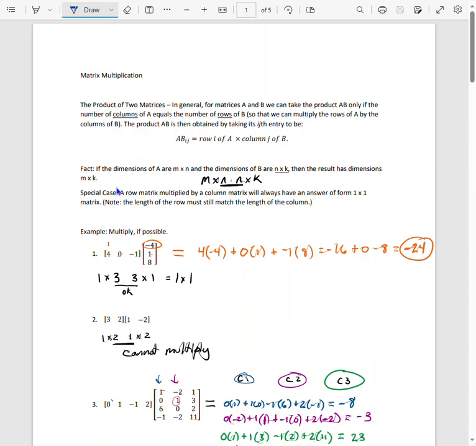Here we go. Fact: if the dimensions of A are m by n and the dimensions of B are n by k, then the result has dimensions m by k. What this says is the number of columns of A and the rows of B, in order, must match. Multiplication in this case has to be in order. B has n rows, so if these two match up, we're okay to multiply.